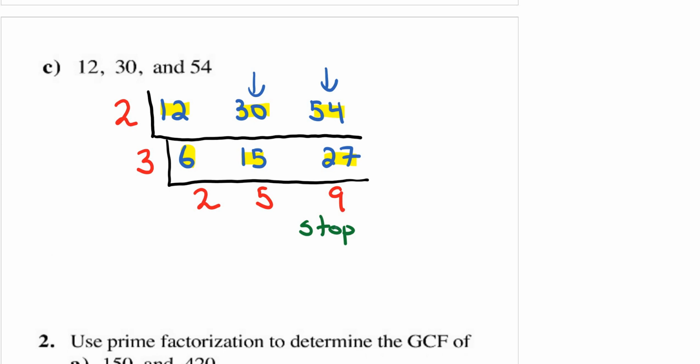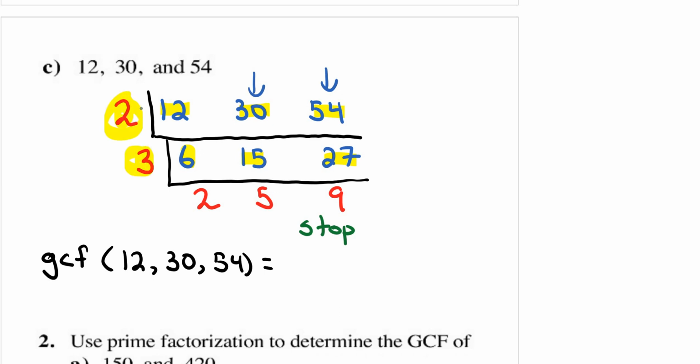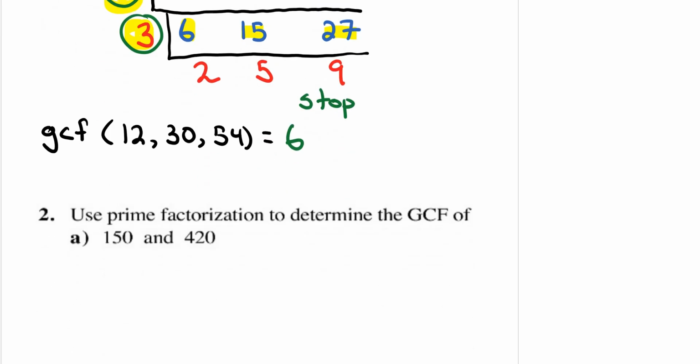So in order to find the GCF of 12, 30, and 54, based on this method here, the answer is on the side here, this 2 and the 3. So 2 times 3 is going to be 6. So 6 is the biggest number that divides 12, 30, and 54. Okay, let's keep on going here.